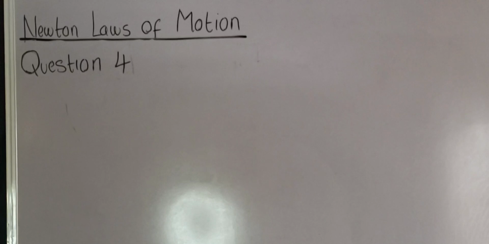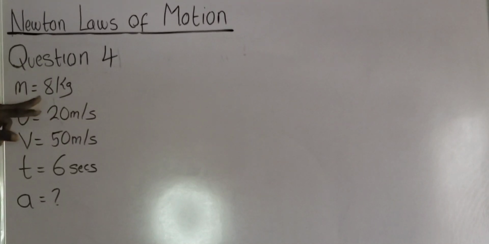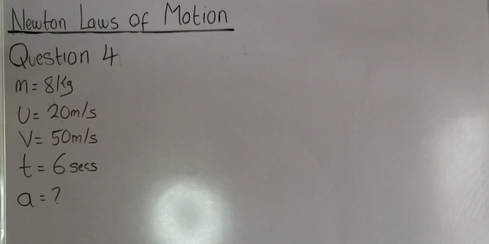Okay, let's start by writing out the parameters that we are given in the question. We are given that the mass is 8 kilogram, and we are told that the object speeds from 20 meters per second to 50 meters per second. In that case, the initial velocity u is 20 meters per second, and the final velocity v is 50 meters per second. Do you understand? We are told that the object speeds from 20, which means that the initial velocity is 20 meters per second, and to 50 meters per second means the final velocity that the object reaches is what?